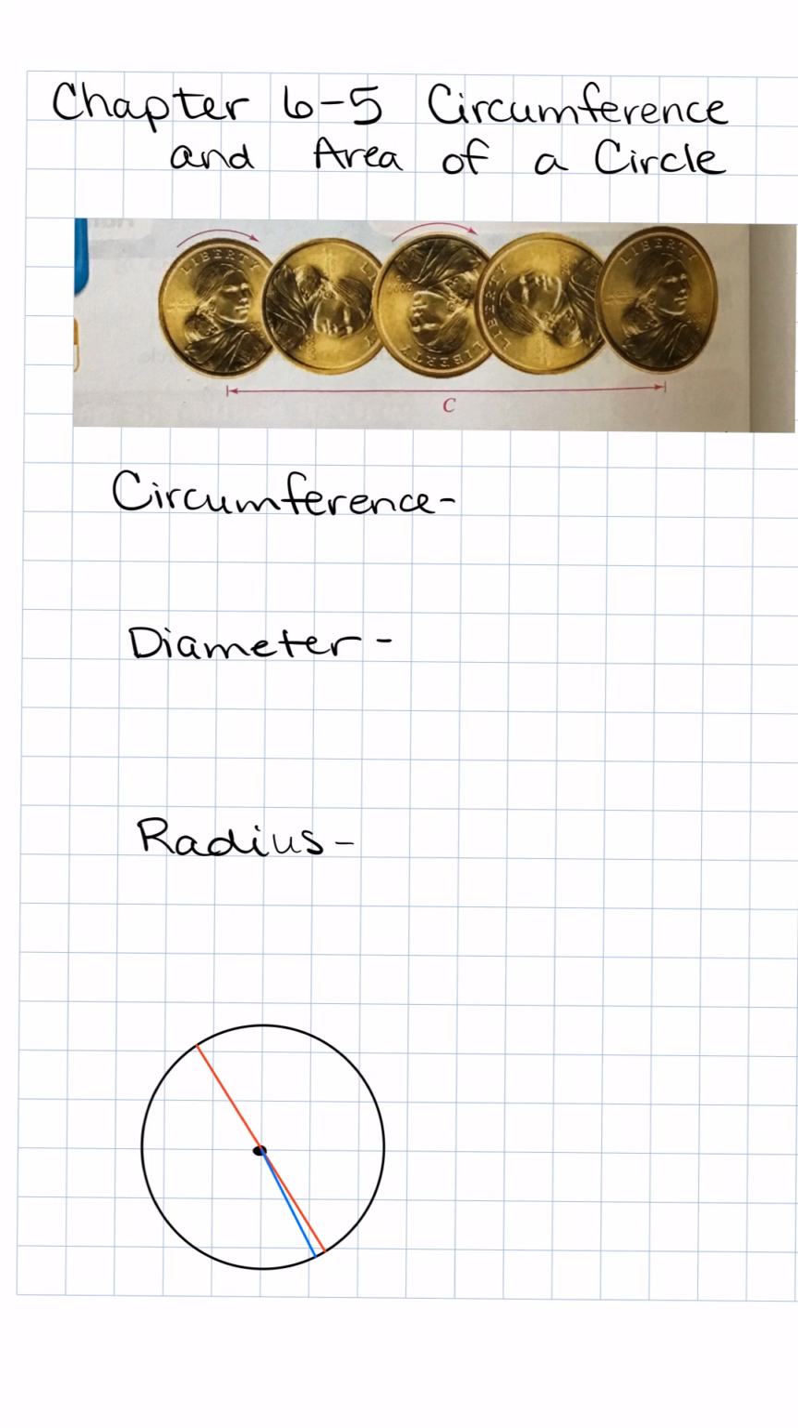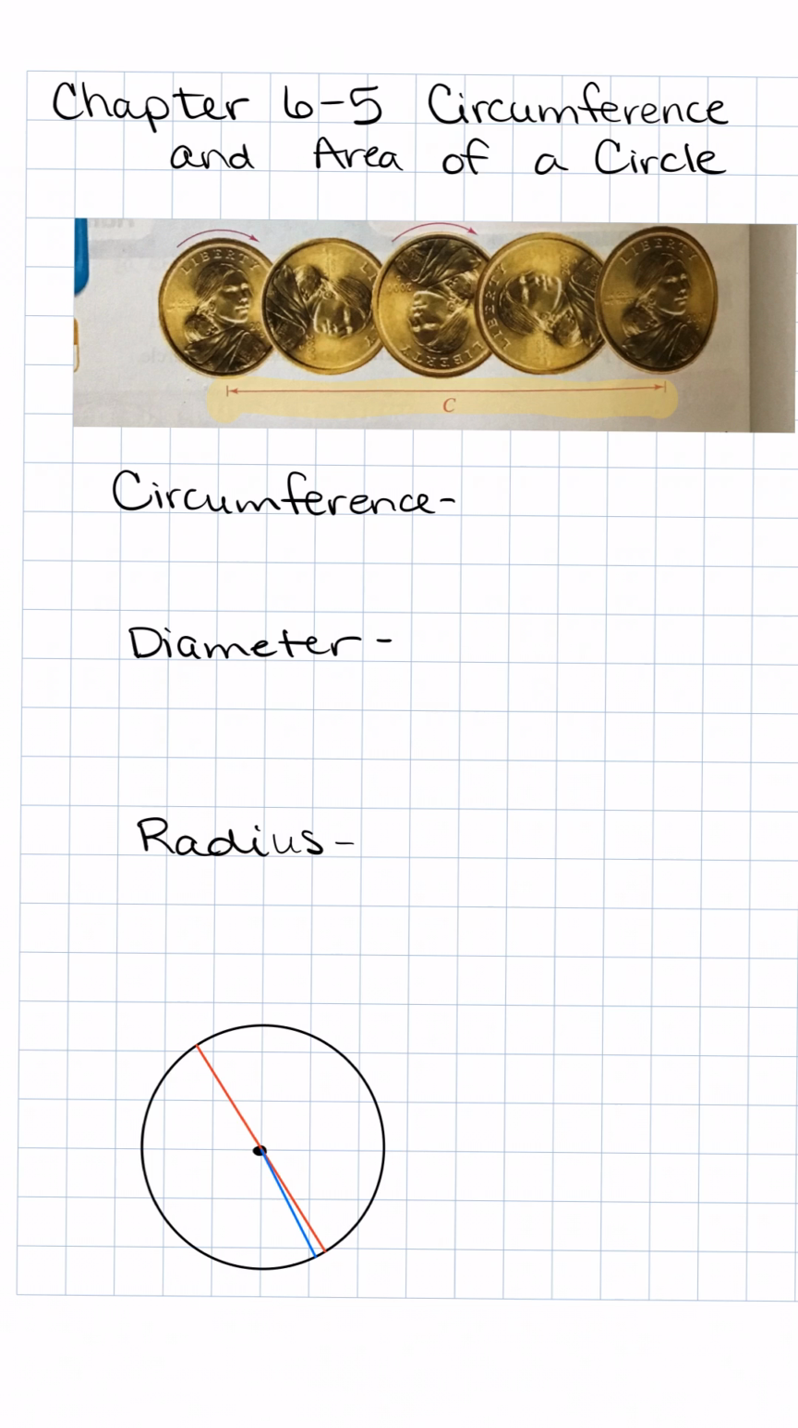Good morning, class. Today we're looking at Chapter 6, Lesson 5, Circumference and Area of a Circle. So, if you know how to find the circumference of a circle, you can find how far you must travel to move all the way around the circle. In this picture, the Sacagawea dollar rolls along a surface. The distance that the dollar rolls is the same distance around the edge.